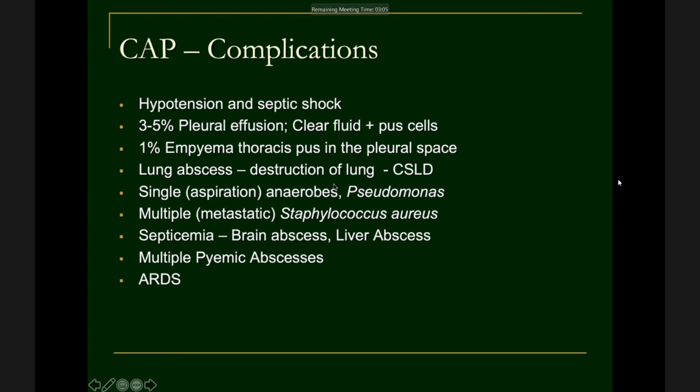And then aspiration, anaerobes, Pseudomonas, and then multiple metastatic disease, that is in case of Staph aureus. The patient can have a septicemia leading to brain abscess, liver abscess, and multiple abscesses, and ultimately the most dangerous one is acute respiratory distress syndrome. Okay, so ARDS, the patient will ultimately expire because of ARDS.